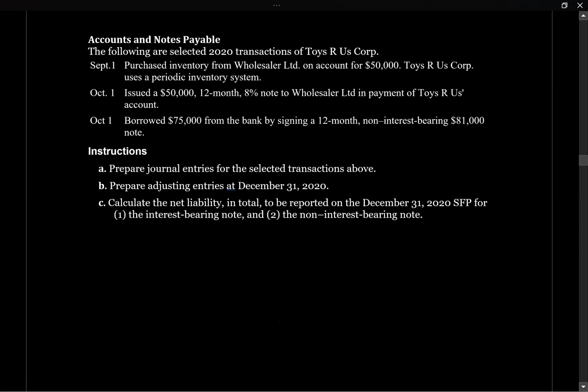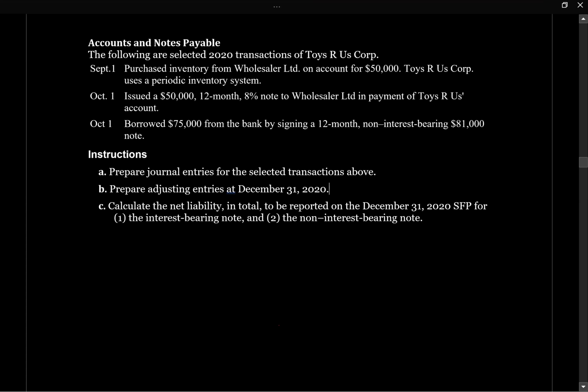Take a look at a question that synthesizes the accounting for accounts payable and notes payable. The following are the selected 2020 transactions of Toys R Us Corp. They purchased inventory from Wholesaler Limited on account for $50,000 on September 1st, and Toys R Us uses a periodic inventory system. They issued a $50,000 12-month 8% note to Wholesaler Limited in payment of the account. So they paid for their inventory with a note payable, and then they borrowed $75,000 from the bank by signing a 12-month non-interest-bearing note. So there's two notes and payment for inventory here.